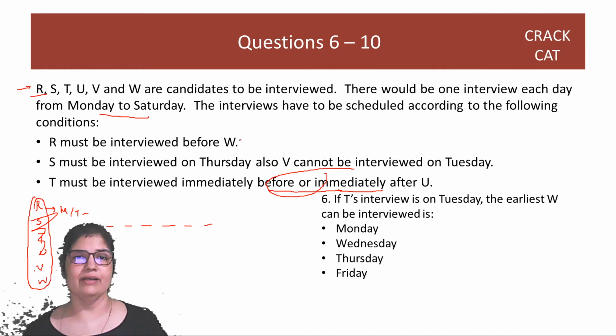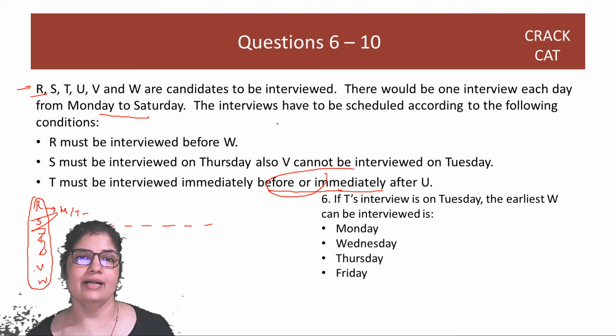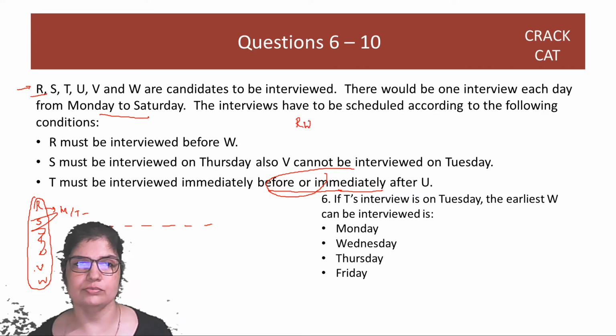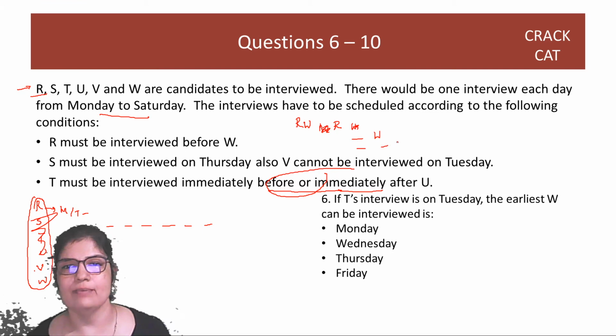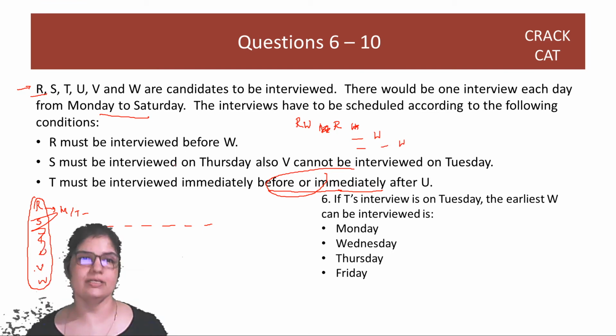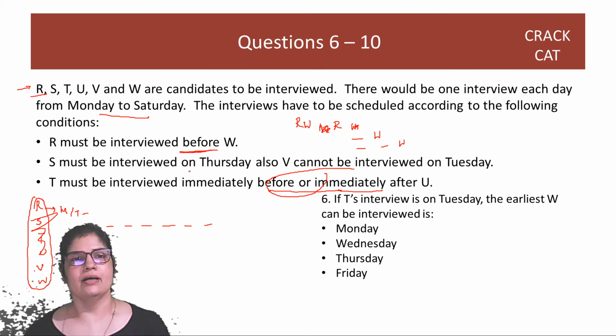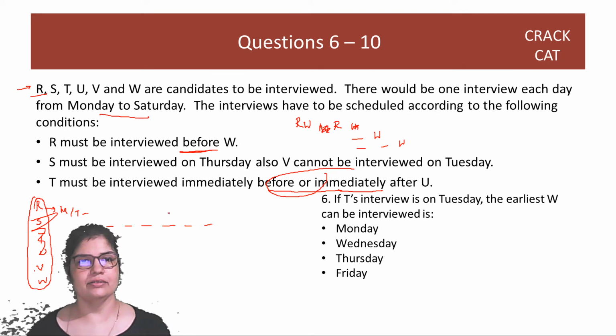Okay, so first statement, R must be interviewed before W. That does not mean that it is RW. Interviewed before means R can be interviewed on Tuesday, let's say. So W cannot be on Monday. W cannot be before R, but W can be Wednesday. W can be, with a gap, Thursday. W can be, with 2 gaps, Friday, etc. That is what it means. So before means maybe just before, or maybe 1 day before, or 2 days before. That's what it means. Okay. S is Thursday, so that's a clear, direct information. V cannot be on Tuesday, so we have to keep in mind that I cannot put V here.